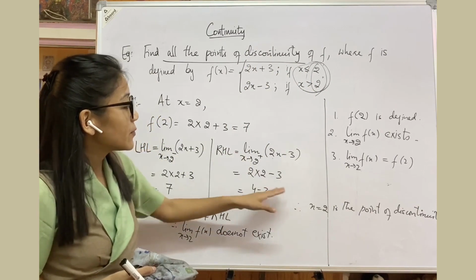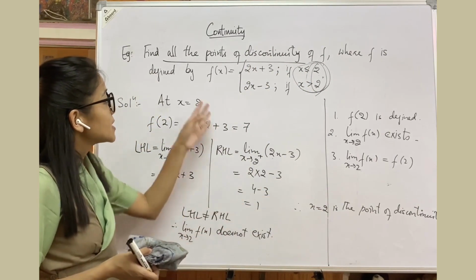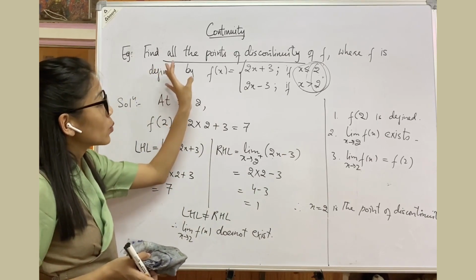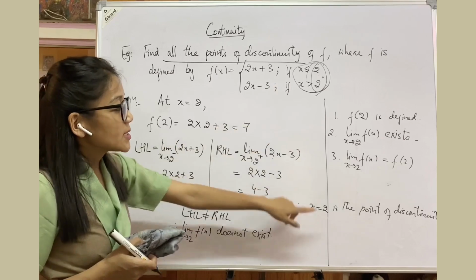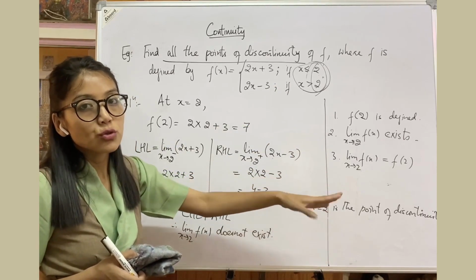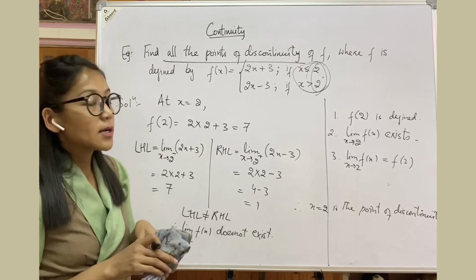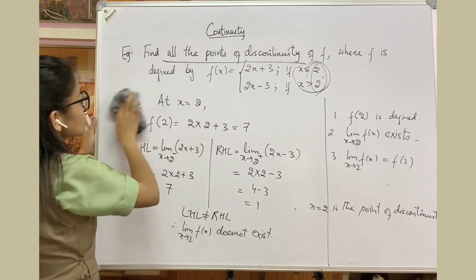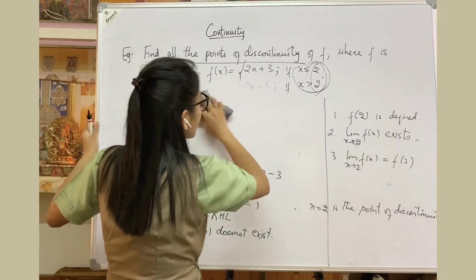Okay, so here we got 2 as the point of discontinuity. If the question is asked as check whether the function is continuous at 2 or not, then you will write therefore the function is discontinuous at x equals 2. So however the question is asked, according to that you have to answer. Okay, so this is one example I wanted to do. Now next I will take one more example.